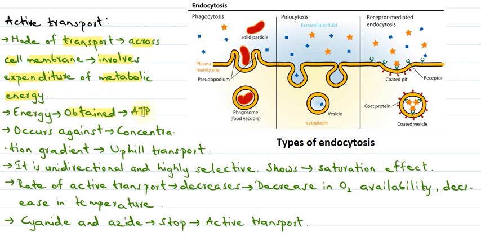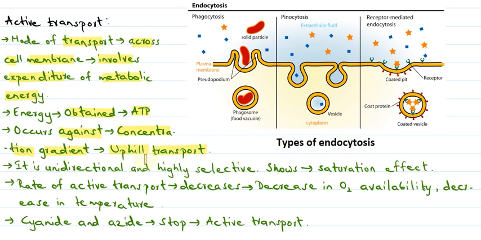ATP, that is adenosine triphosphate, provides the energy required for active transport to take place. This is the most common method of salt absorption seen in plant cells, and it occurs against the concentration gradient and not along the concentration gradient as seen in passive transport. As it occurs against the concentration gradient, it can be called an uphill transport.